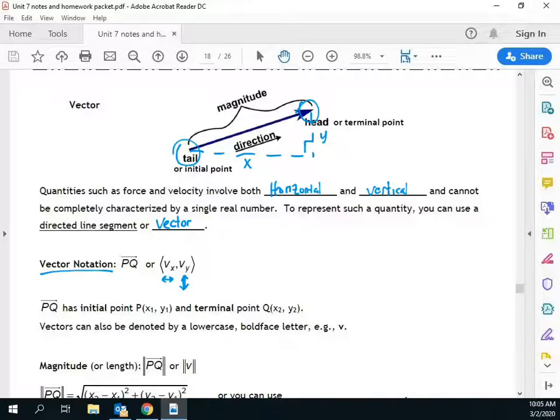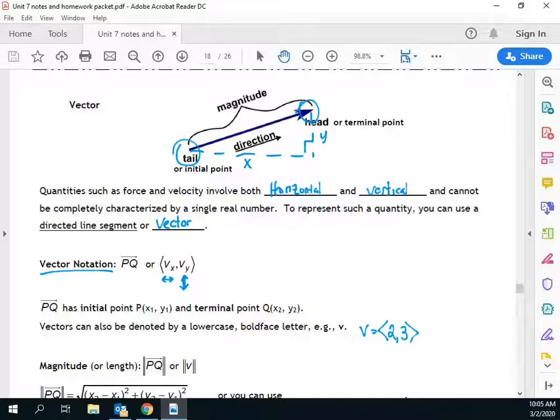Vectors can also be denoted by a lowercase boldface letter, like v. And that's usually what you'll see. Vector v goes to the right 2 and up 3. And so what you're seeing now, guys, is the way you calculated slope, rise over run, except now we break it up: what's the run, comma, what's the rise? That's it, and that formula will look very, very similar.